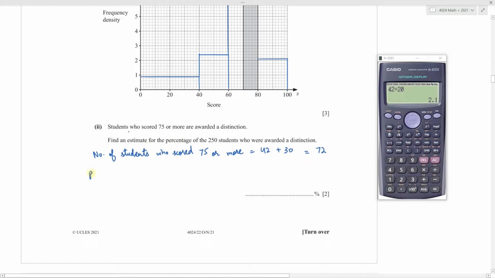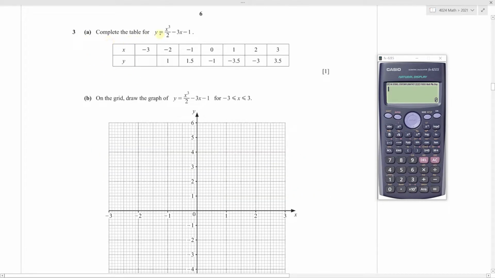So percentage will be number of students who scored 75 or more, 72, divided by total number of students, which is 250, and then multiplied by 100. So 72 divided by 250 and then multiplied by 100. So this is 28.8% of students were awarded a distinction. So 28.8%.